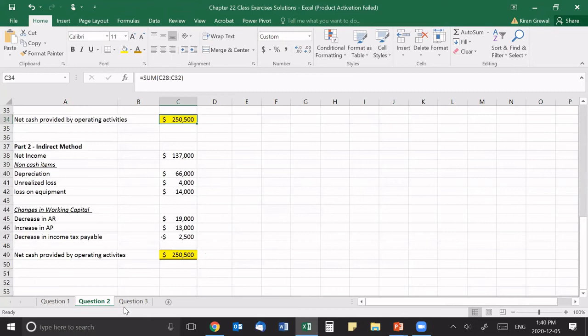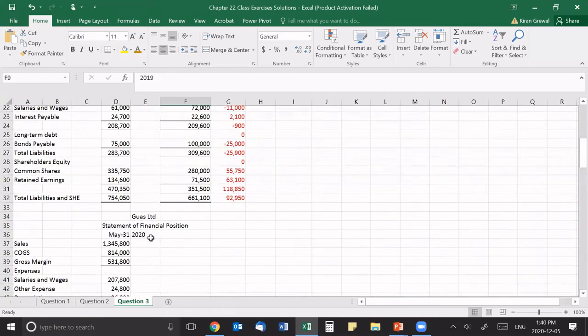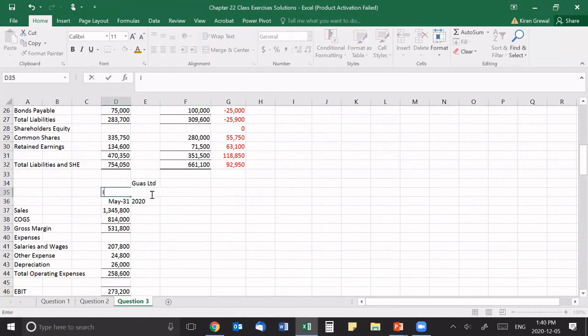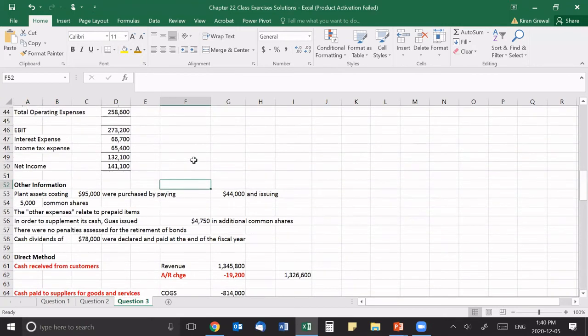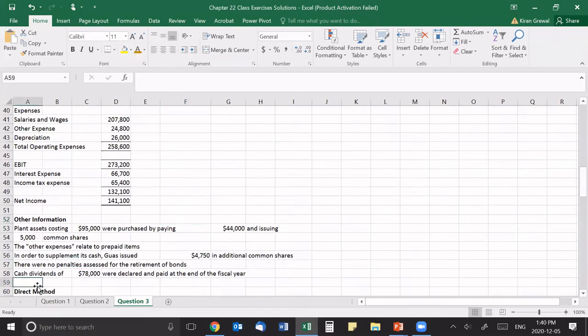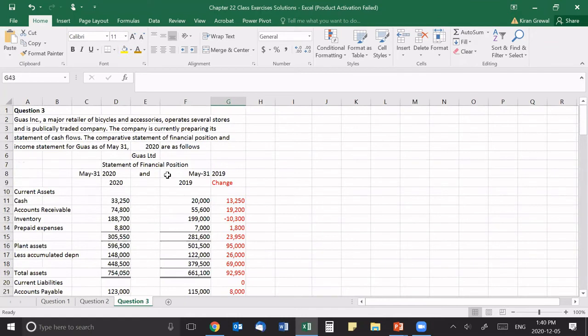All right, so let's try question 3. Question 3 looks at a statement of financial position from 2020 and 2019. We have an income statement from 2020, and we have some other information. This other information is important because it gives you better information on what we do with this. The two things we have to do is do your cash flow statement using the direct method, and then do the cash flow statement using the indirect method. You want to do all three: the operating section, investing section, and your financing section.